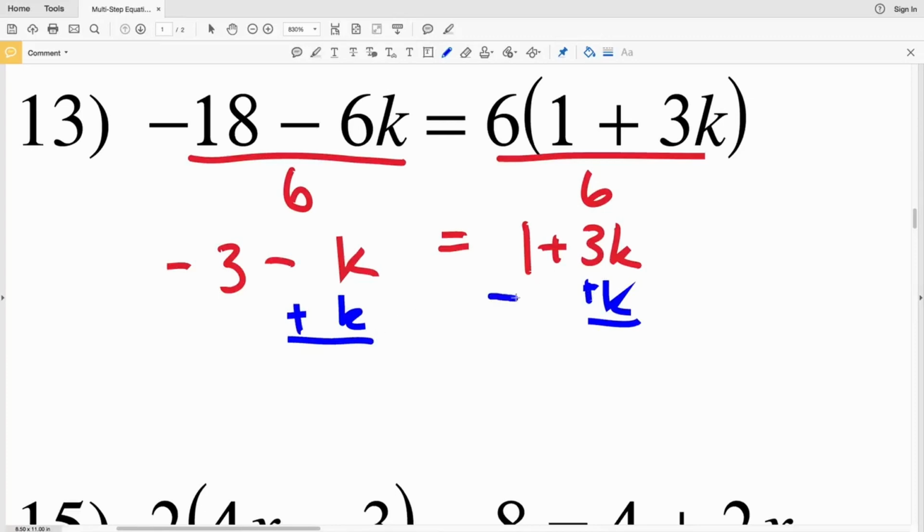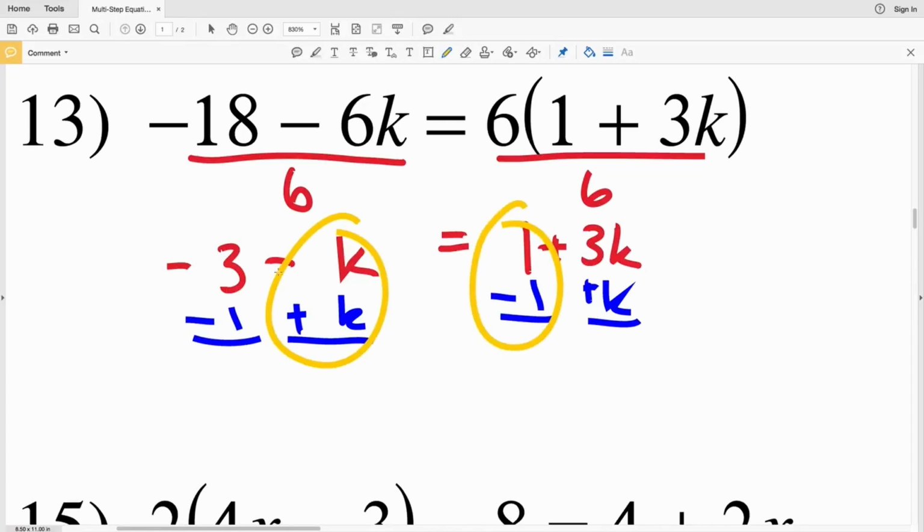Now in the next step, I'm going to add a k to both sides. And I'm also going to subtract a 1 from both sides, so that this will equal 0 and this will equal 0. Then I'll be left with only whole numbers on the left and some coefficient with k on the right.